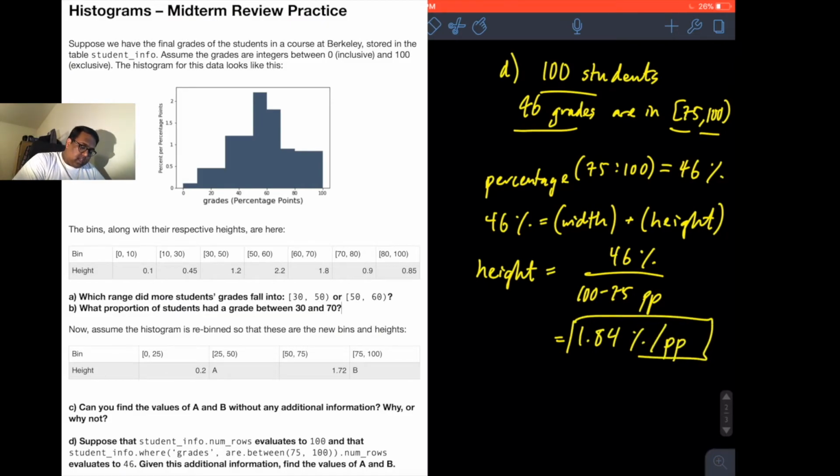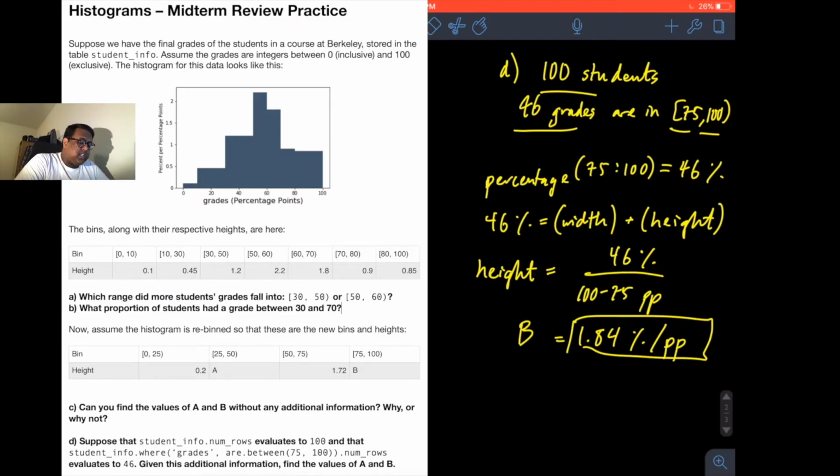So that means B is 1.84. To recap how we solved this: the problem told us that there were 46 values in the last bar, in the last bin, and that there were 100 students in total. So by dividing 46 by 100, we got the proportion of values that were in the last bar.